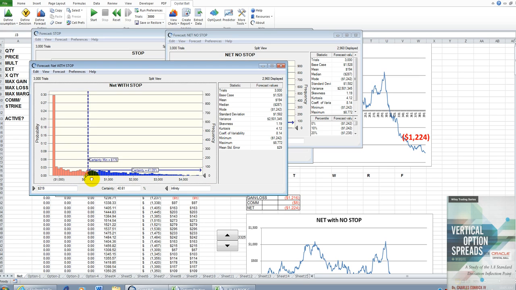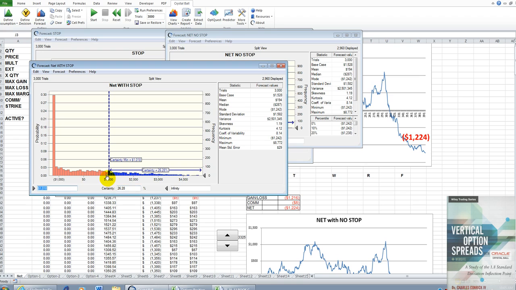What's the probability of maybe making $1,000 on this trade or more? I'm using these little tracers to hone in on about $1,000. So there's very close to $1,000. There's about a 1 in 4 chance, about 25%, according to Crystal Ball's runs and our assumptions, of making $1,000 or more on this trade.